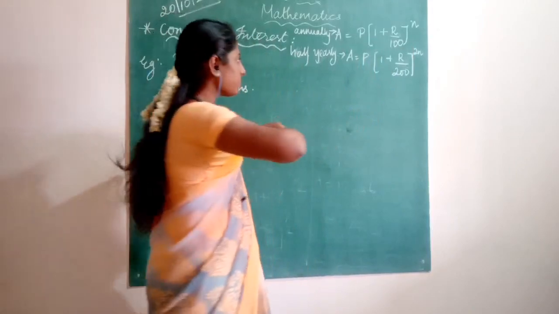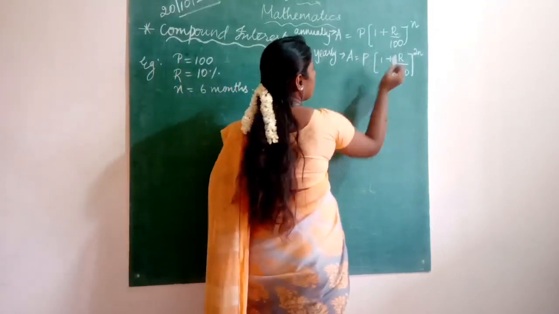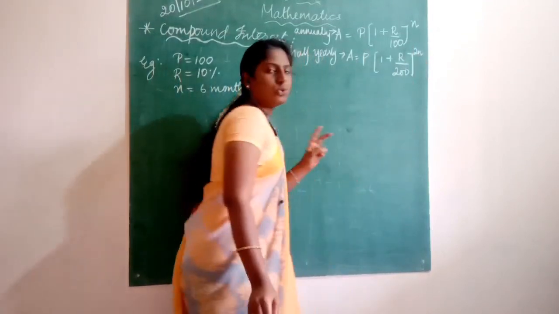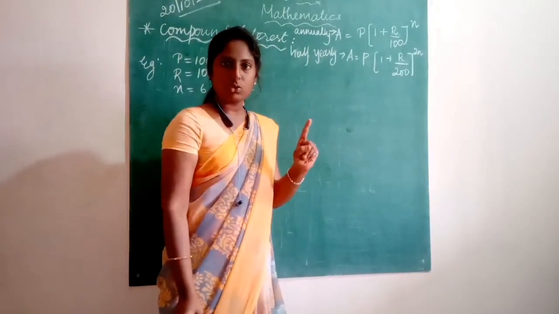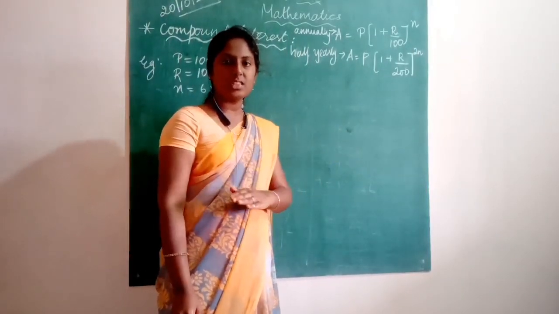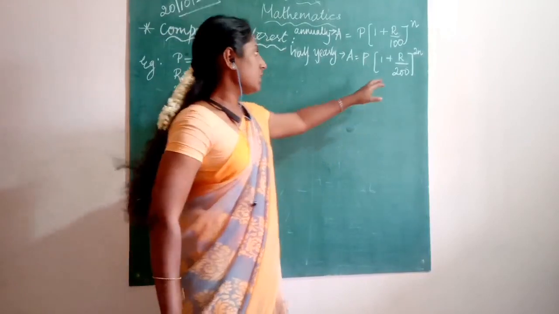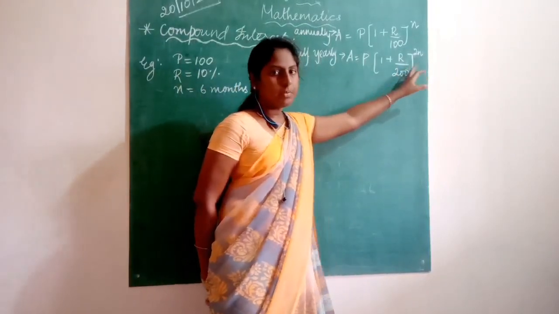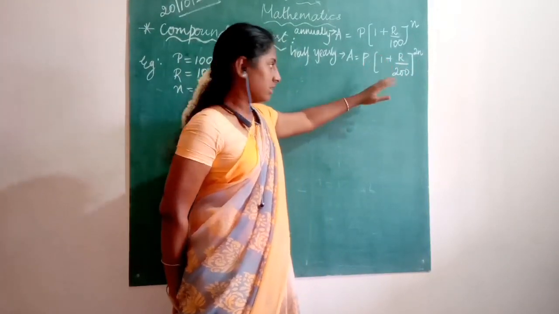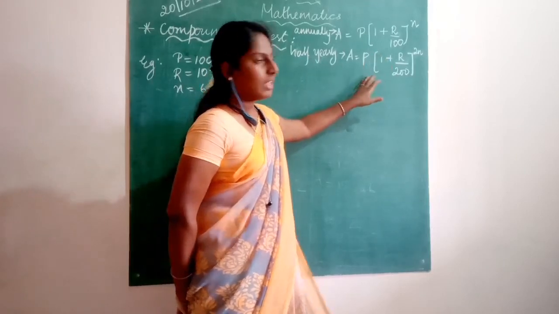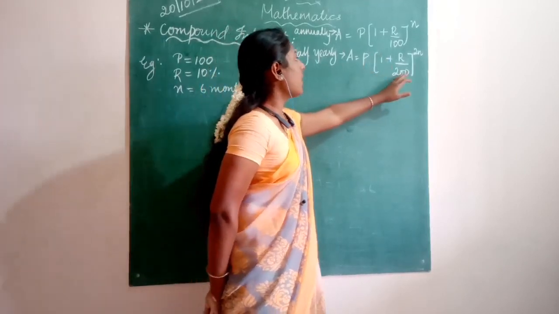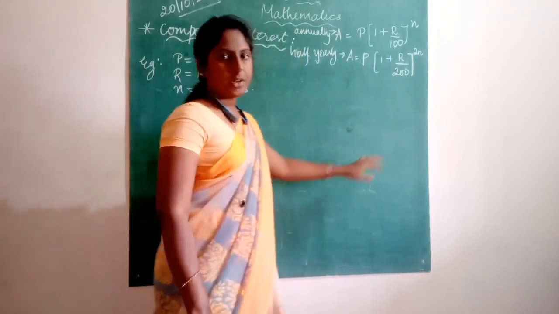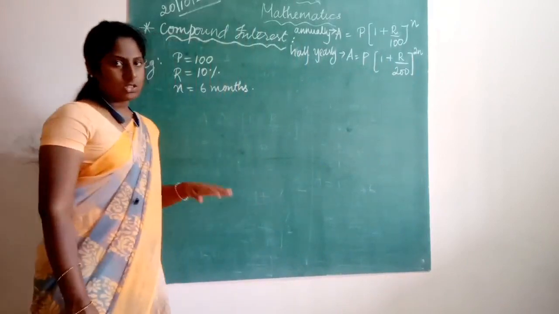Okay children? So is this clear? And there are 2 half years in 1 year. Yes or no? 6 months plus 6 months will give you 12 months, and that is 1 year. So here 2n. Okay, so this is how we have obtained this formula. A is equal to P into 1 plus R by 200 the whole power 2n. Okay, keeping this in mind, we will solve one problem.